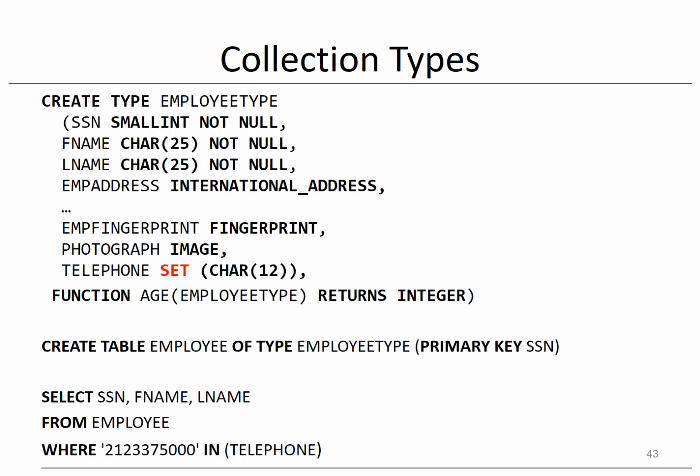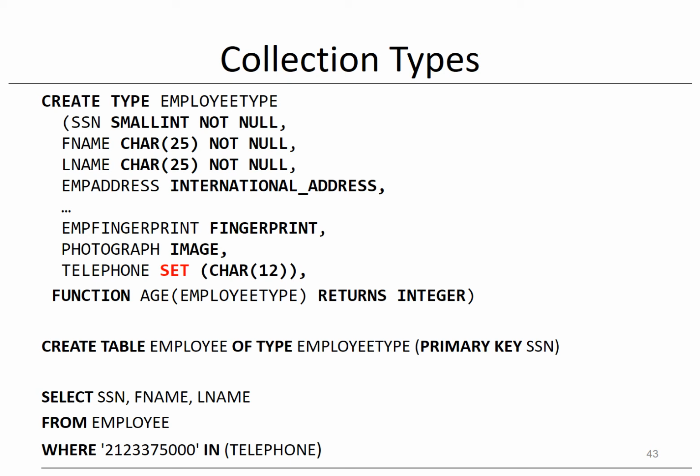Consider the type definition illustrated here. The employee type makes use of a set constructor to model the assumption that an employee can have multiple telephone numbers. In the traditional relational model, this had to be modeled by introducing a new relation with social security number and telephone, where both also make up the primary key, thereby assuming an employee can have multiple phone numbers and a phone number can be shared amongst multiple employees.